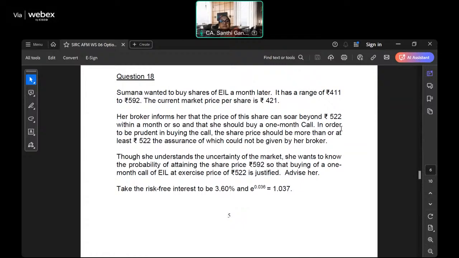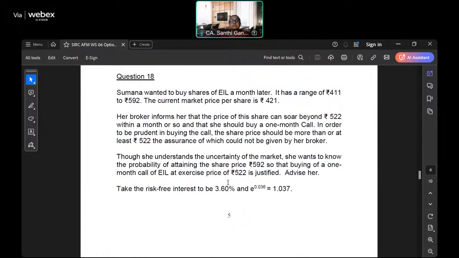In order to be prudent in buying the call, the share price should be more than or at least 522, the assurance of which could not be given by her broker. Though she understands the uncertainty of the market, she wants to know the probability of attaining the share price of 522. So the first requirement of the question is to find the probability of the share attaining 592, so that buying of a 1 month call of AIL with exercise price 522 is justified, and vice versa.